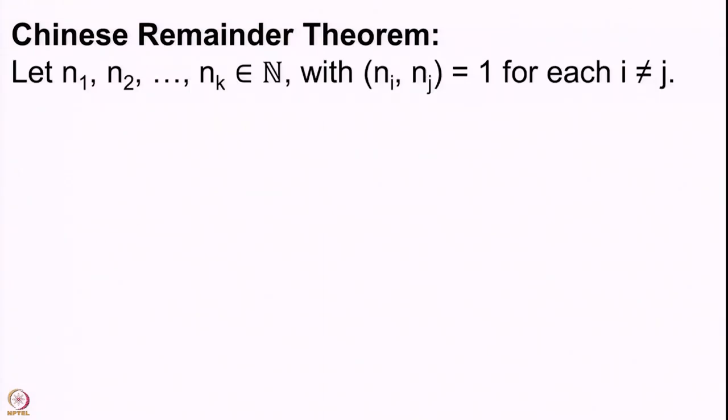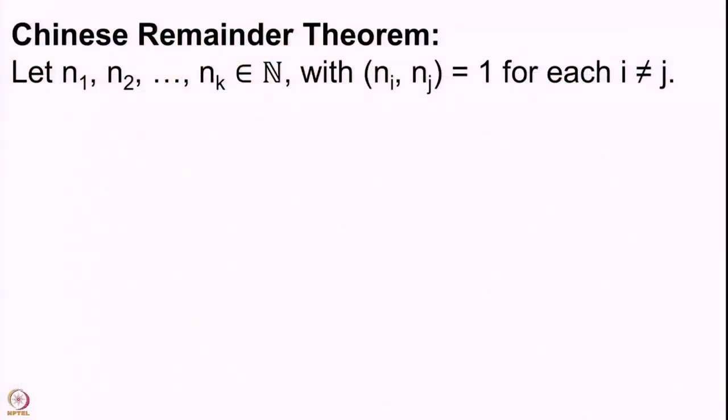So we start with n_1 to n_k. These are natural numbers, and the condition on them is that gcd(n_i, n_j) is 1 whenever i is not equal to j. That means that pairwise these integers are coprime. This is the only condition, and using only this condition we are going to get our result. So we have a k-tuple of natural numbers consisting of pairwise coprime integers. We start with any k-tuple of integers a_1, a_2, ..., a_k.